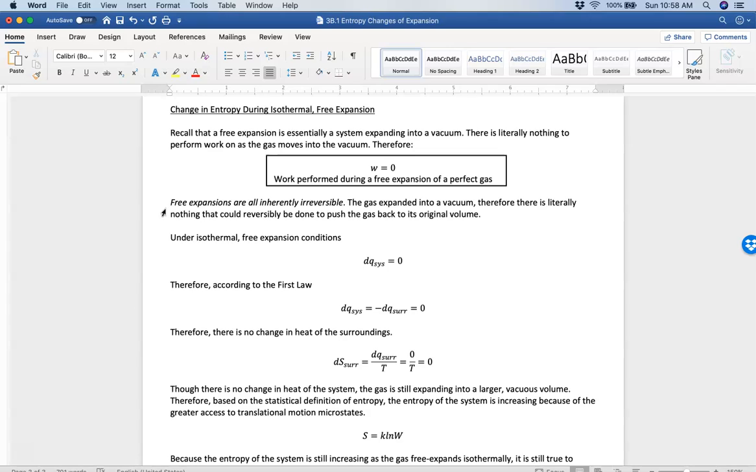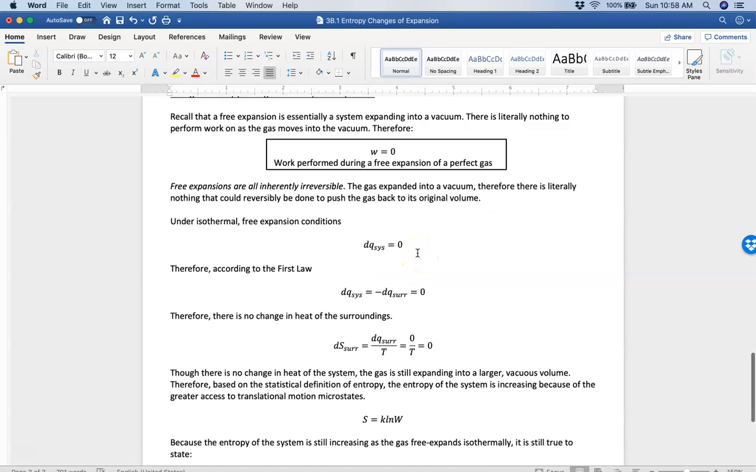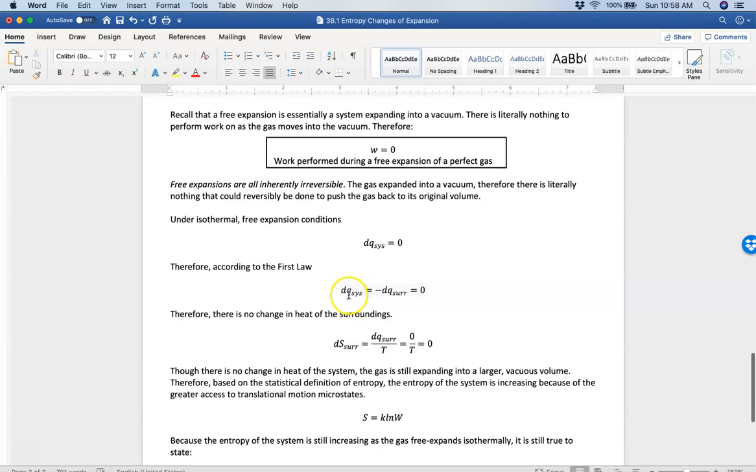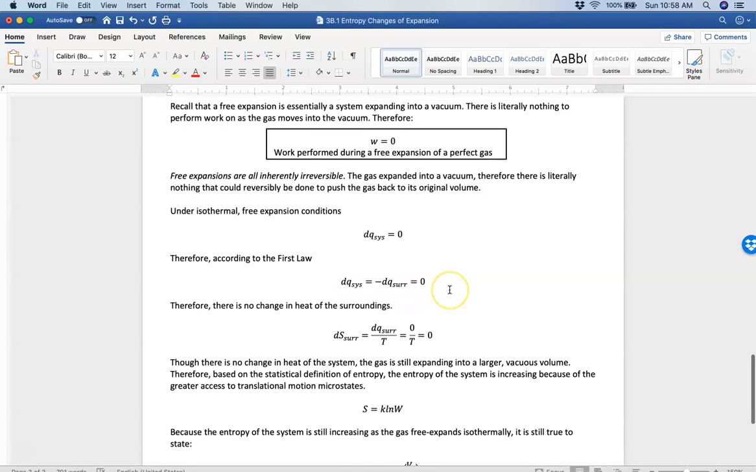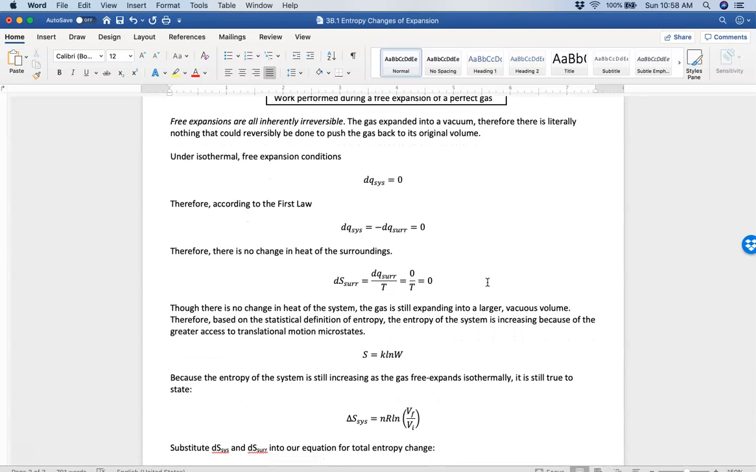Free expansions are inherently irreversible, right? Because we said there's no way, there's nothing to push back against to force the change in volume to return back to its original state. We'll also put this under isothermal conditions. So in case of isothermal, that means the change in Q of the system has to be equal to 0. And according to the first law, that means if there's any change in the heat of the system, well, something had to make up for that. And so that means the heat exchange with the surroundings will be dumped into the system so that total, they'll be equal to 0. So there is a heat exchange with the surroundings, but it keeps the total change of Q equal to 0.